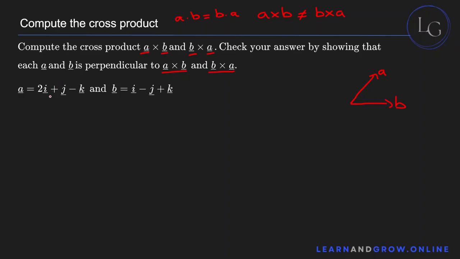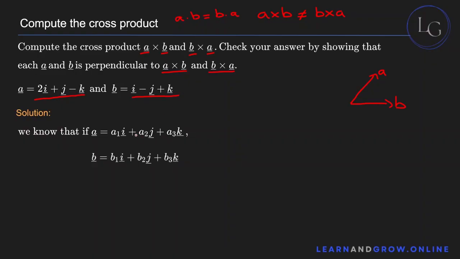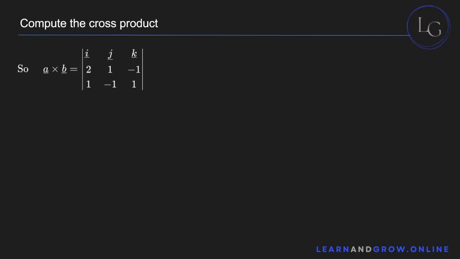Now we have A as 2i plus j minus k and B as i minus j plus k. Two vectors given to us. Now we know that if A is equal to this and B is equal to this, then A cross B is basically found by using this method. Now what is this really? Well, this is a very simple way of calculating the cross product, right?